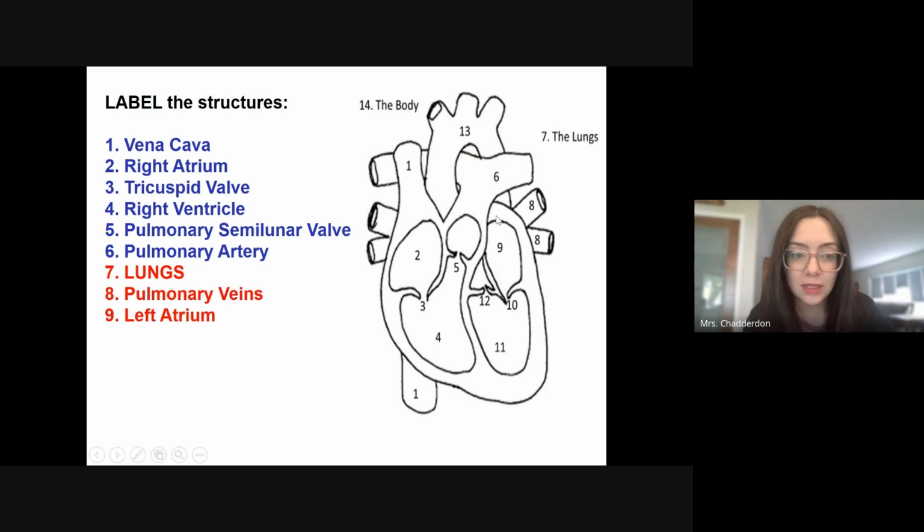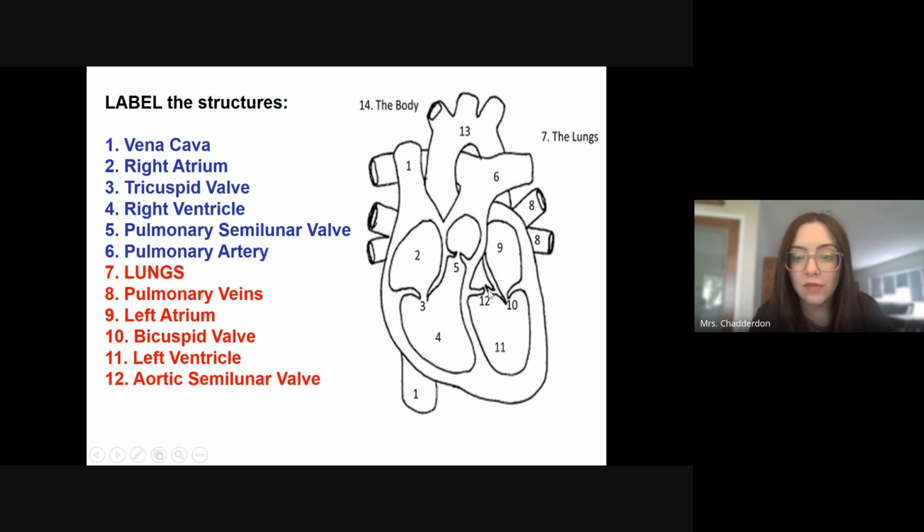Number 9, now we're coming through the left side of the heart. This is the left atrium, goes to the bicuspid valve. A valve is going to move blood from one area to another. 11, this is the left ventricle. Then we have this valve here, the aortic semilunar valve. Okay, so maybe you're drawing lines and just writing out that aortic semilunar valve. I know it's a long word, but you got this.